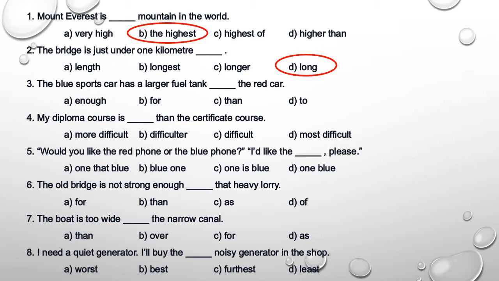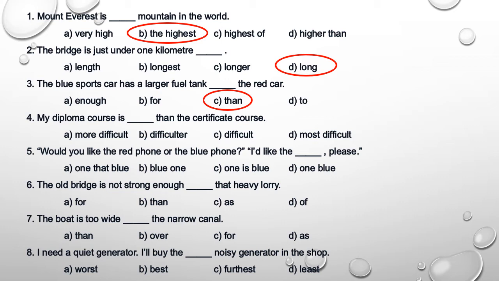Number 3, the blue sports car has a larger fuel tank than the red car. Yes, here we have 2 cars. We have the blue car and we have the red car. Also, we have a larger. So I say a larger fuel tank than. Exactly.